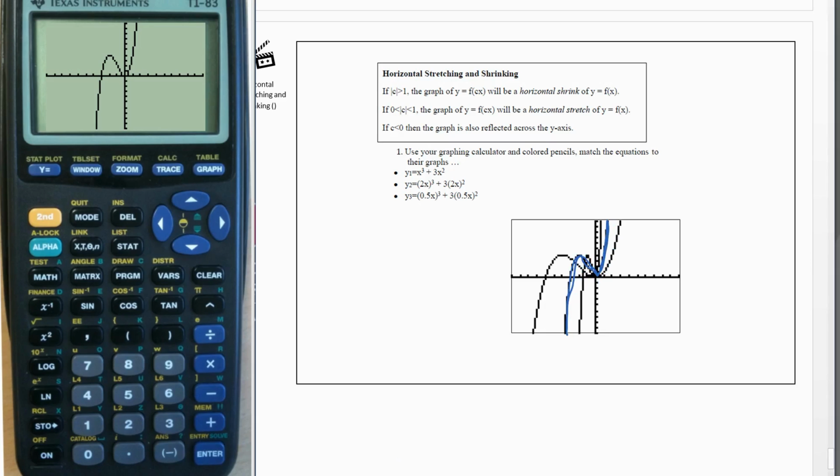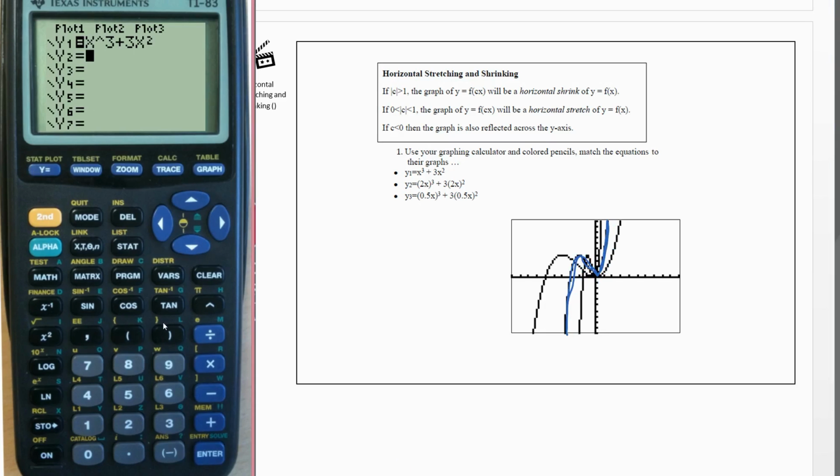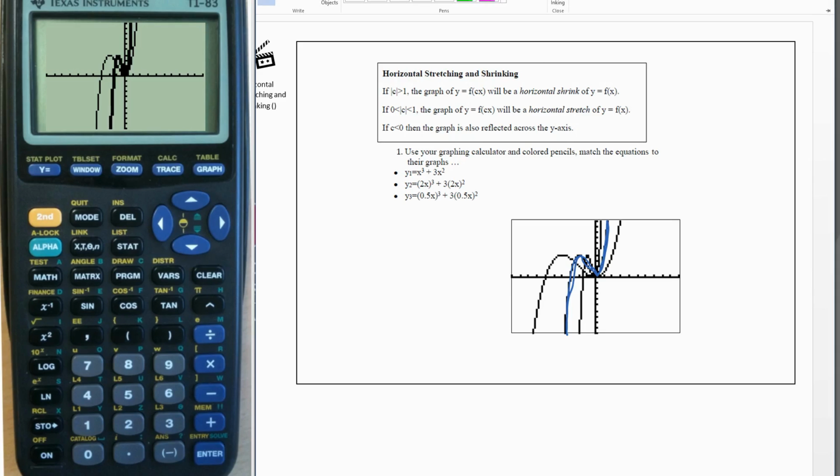So we're multiplying the x by a positive number bigger than 1, 2, inside wherever there's an x. So 2x cubed plus 3 times 2x squared. Make that bold. Okay, and we see that this kind of shrinks it. It's not as wide. Oops, so this one was blue.